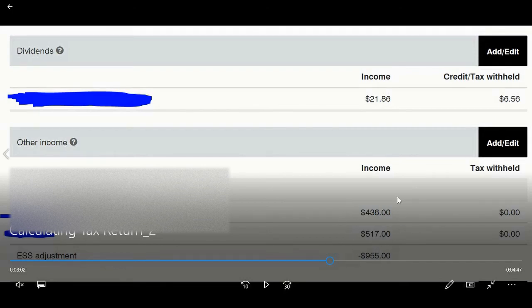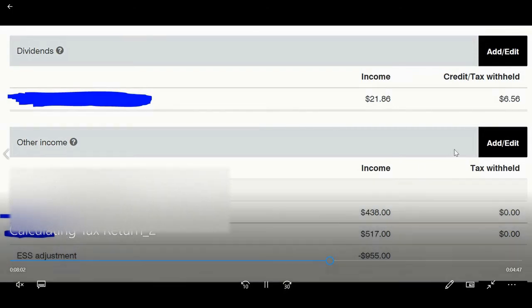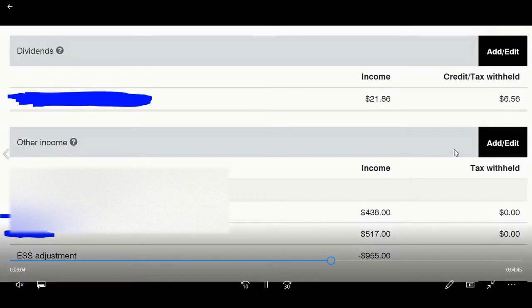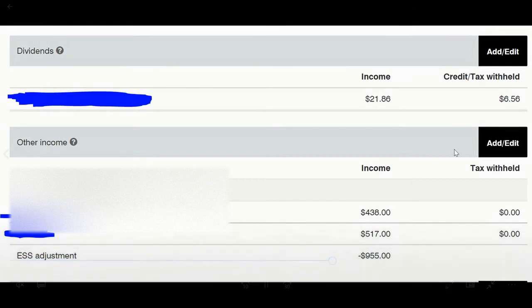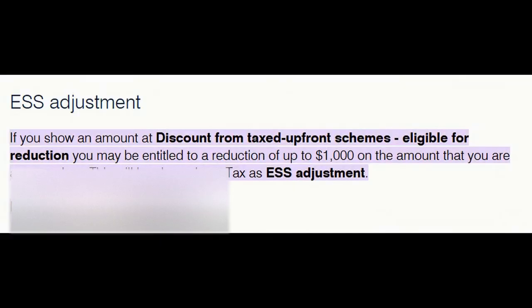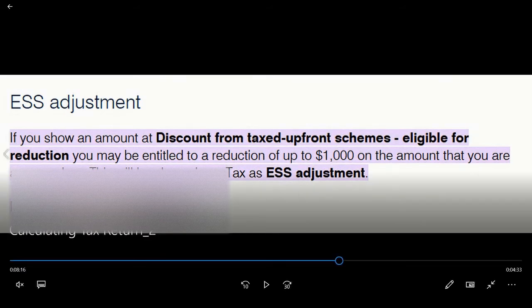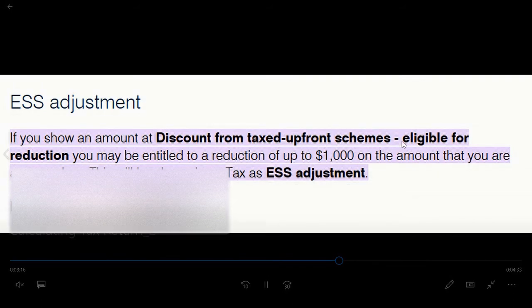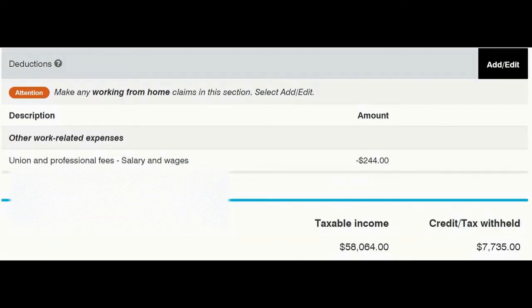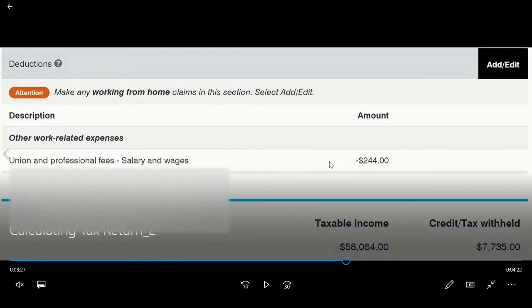Although I didn't really tick that part before, it's not really going to matter because the next picture is basically if you have a reduction of up to $1,000 in the amount that you're assessed on, myTax will calculate this for you. No action required on my end. So this deduction was done automatically.